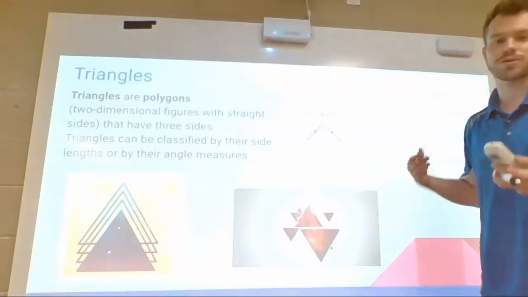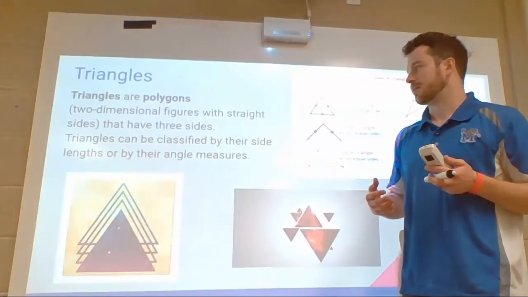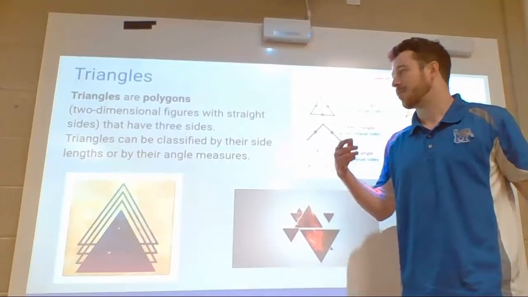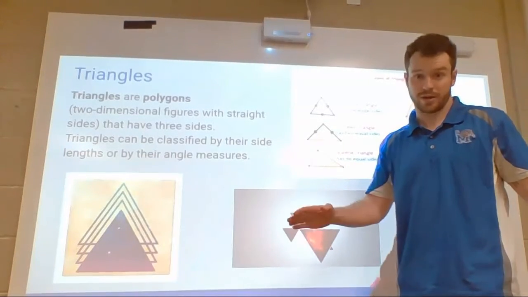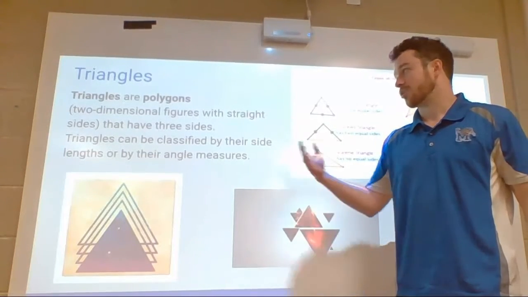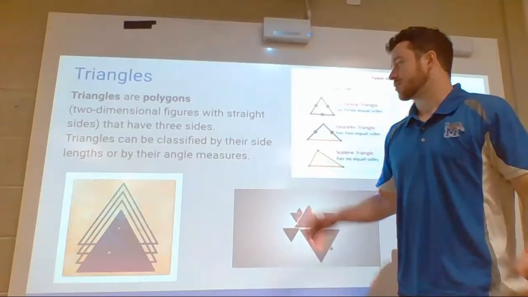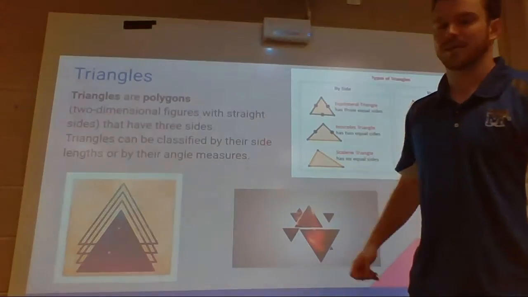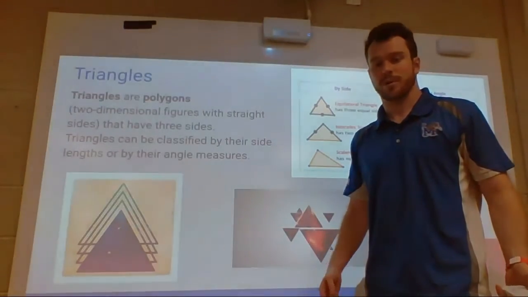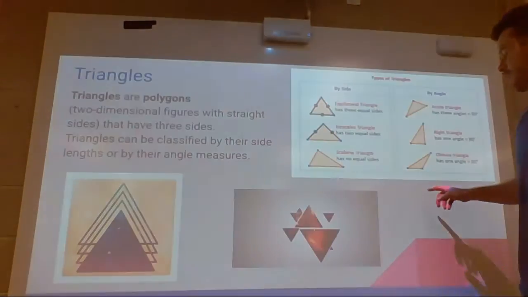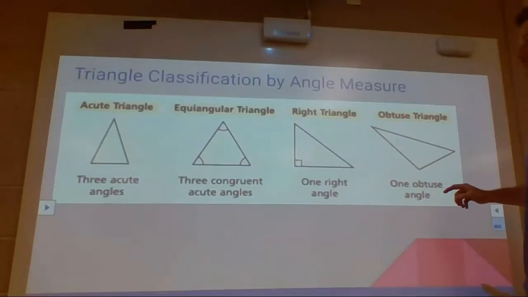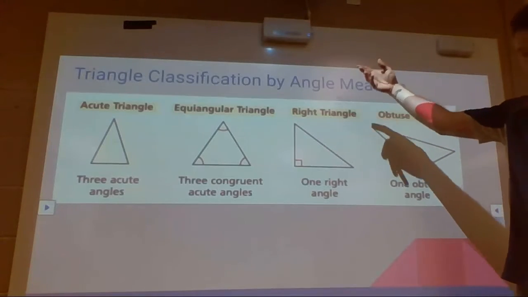Let's get started. So triangles are polygons that have three sides. A polygon is a two-dimensional figure that has straight sides, and triangles are three-sided polygons. So they can be classified by their side lengths or by their angle measures. So let's talk about how to classify triangles by their angle measures first.